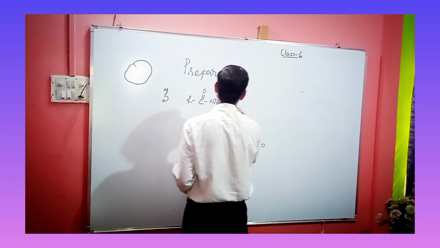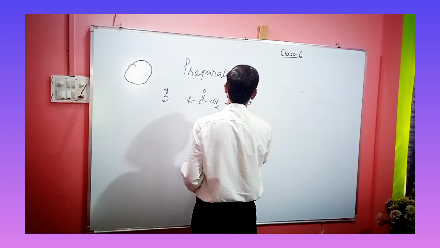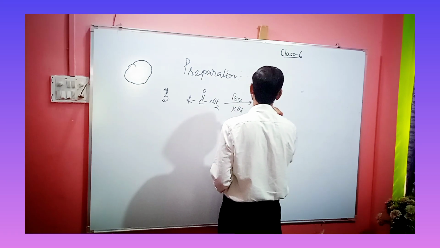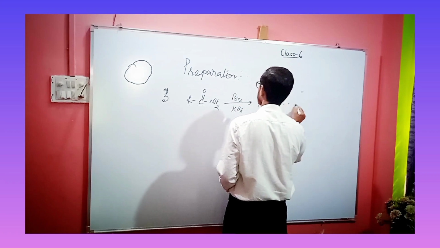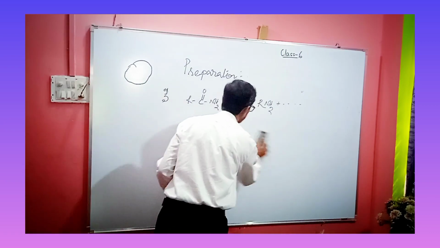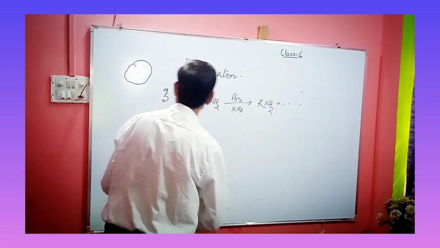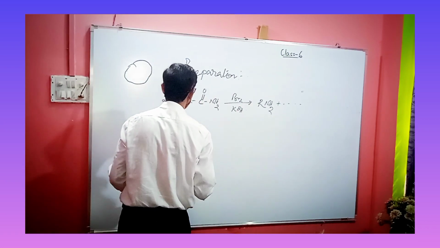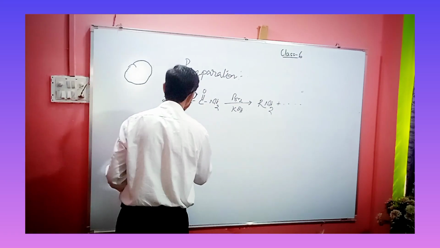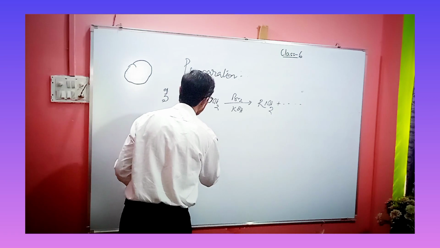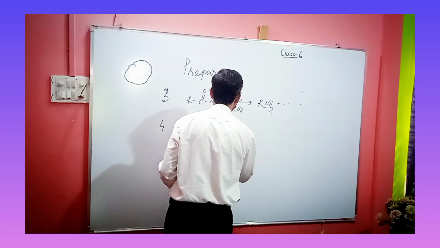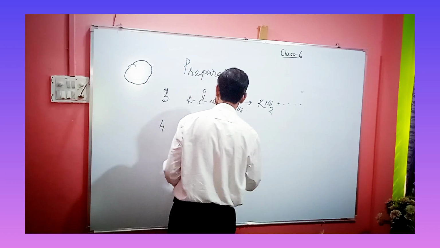The third one is amide, bromine, potassium hydroxide, Hofmann bromamide reaction. Then fourth one is from reduction of cyanide group. Reduction of cyanide group, lots of things were there. RCN reduction, hydrogen, nickel, palladium, platinum, anything.